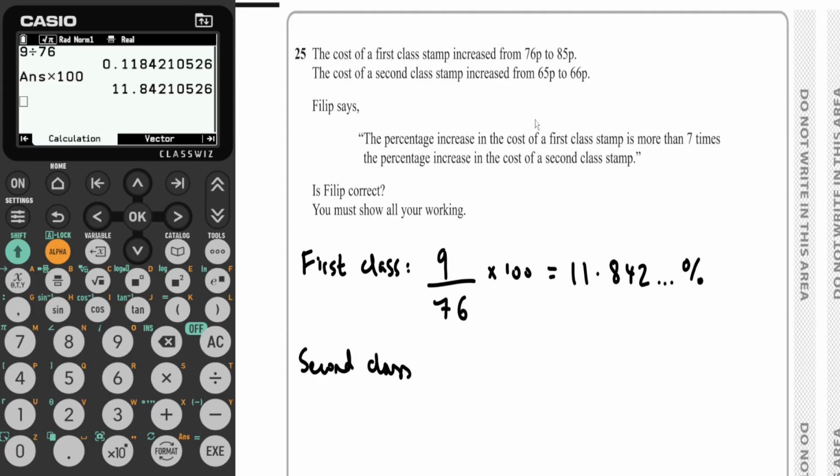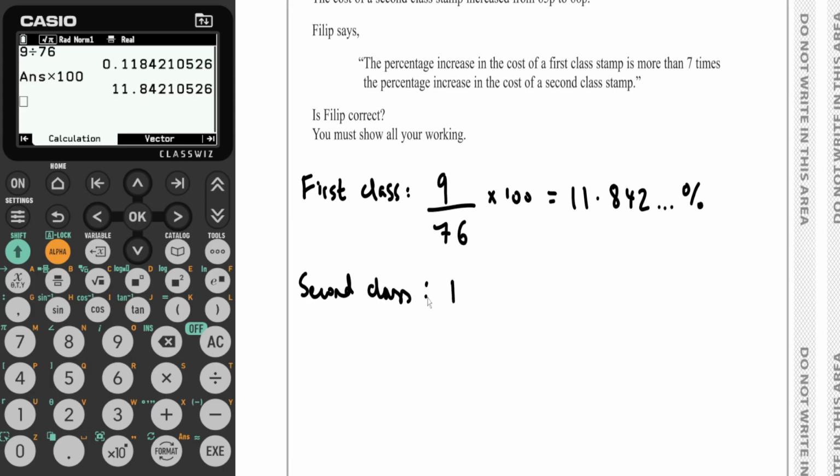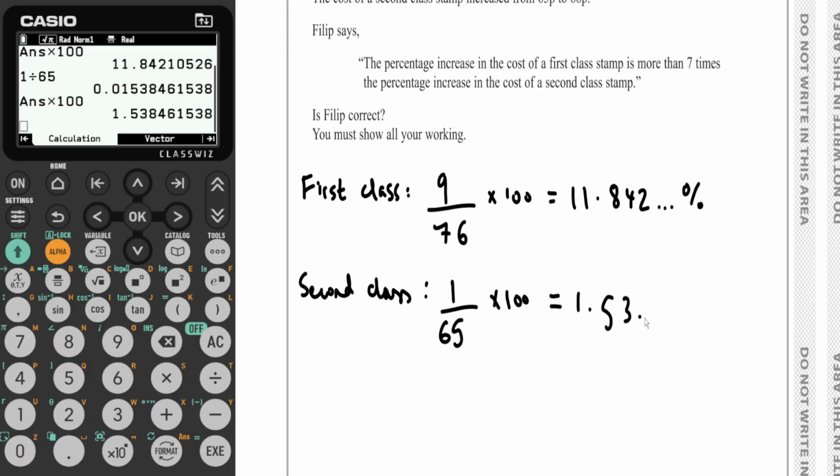If we take a look at the second class stamp, well, we're going from 65p to 66p, so that's an increase of 1, and divide by the original 65 and then times by 100. So if I do 1 divided by 65 times 100, I get 1.53, etc. %.